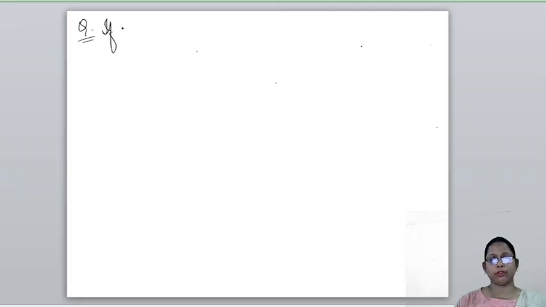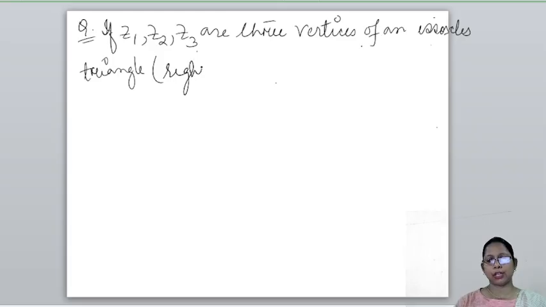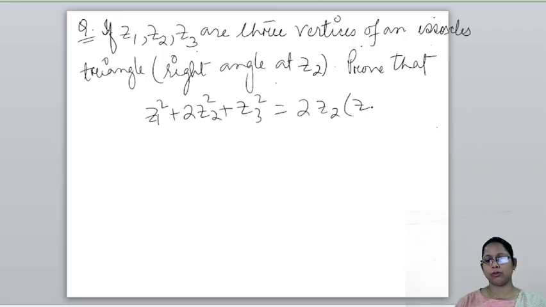If Z1, Z2, Z3 are three vertices of an isosceles triangle, right angle at Z2, prove that Z1 square plus 2Z2 square plus Z3 square equal to 2Z2 within bracket Z1 plus Z3. Answer.